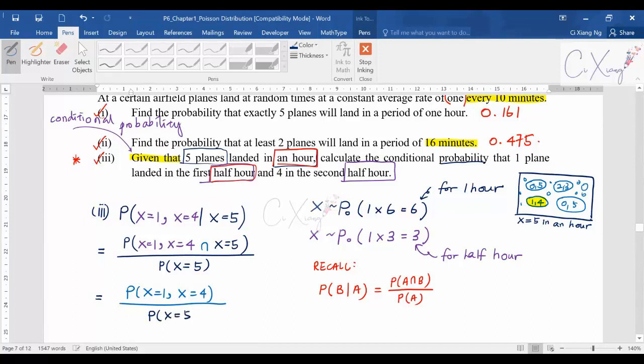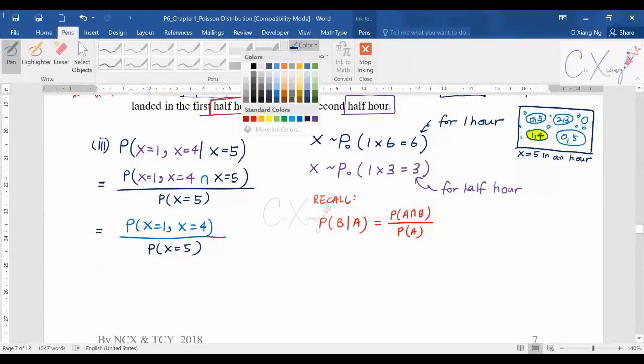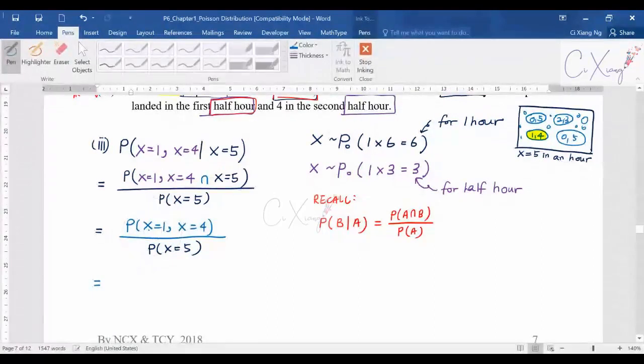This one needs some common sense from you all to understand how to continue from the previous step. Okay, then let's continue further. Since now you have X equals 1 and also X equals 4, X equals 1 is for half an hour. So when you calculate the probability, it will become e to the power negative lambda, lambda to the power 1, divided by 1 factorial.